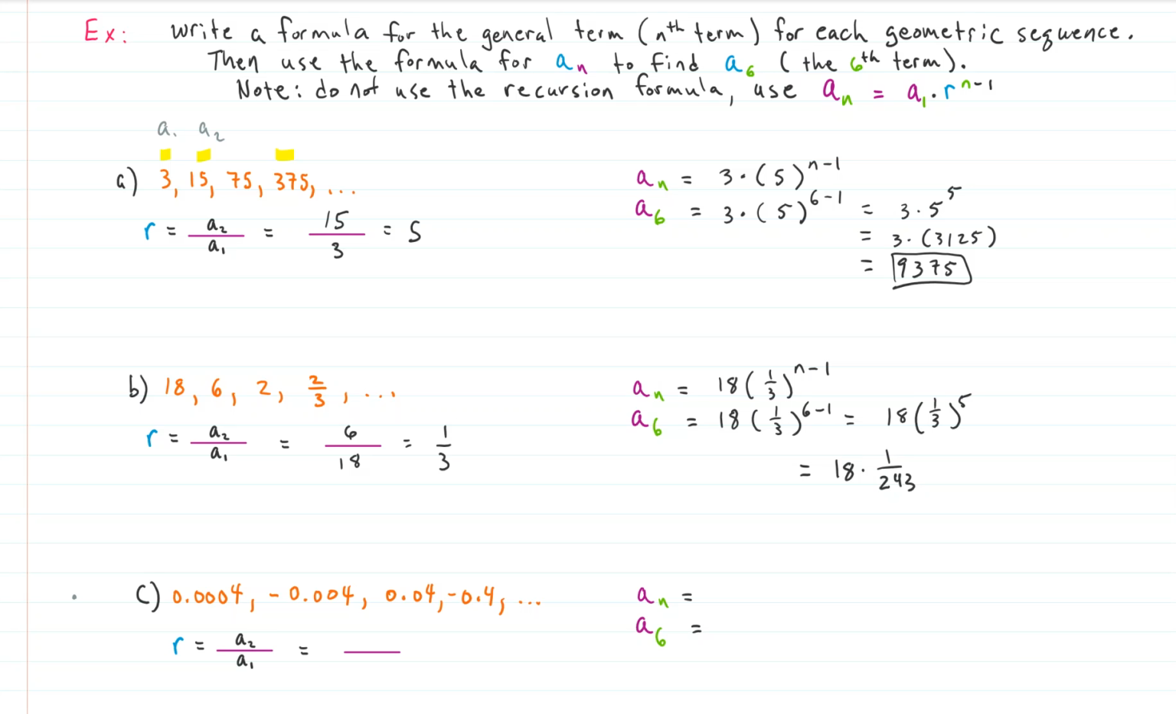And we can do some canceling, because 18 is really the same thing as 9 times 2, and 243 is really the same thing as 9 times 27. So we can cancel some stuff out. The 9s can cancel. And what are we left with? We're left with 2 over 27. And that is our 6th term of this geometric sequence.